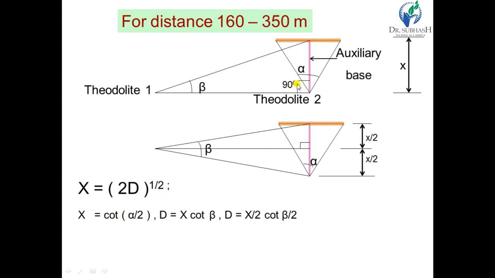Now x is equal to cot alpha by 2, right? That is the half angle. So we are putting cot alpha by 2 and d is equal to x cot beta. Total distance between the theodolites is x cot beta. The d is equal to x by 2 cot beta by 2. Now that is, d is equal to x by 2 into cot beta by 2.